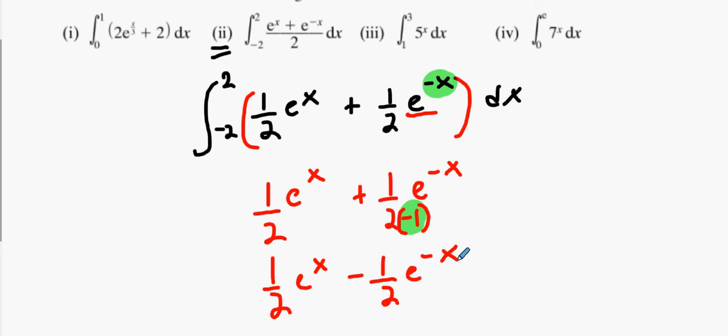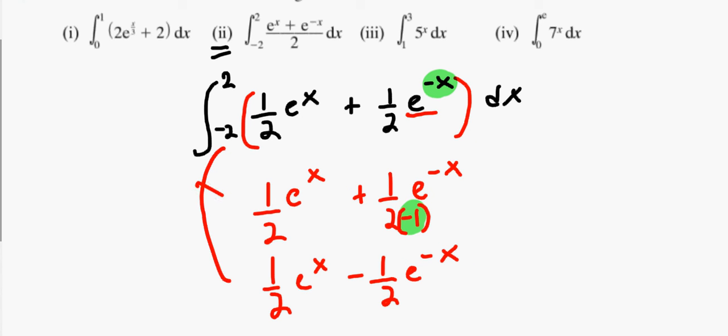How would you check your answer really quickly? What happens if you differentiate it? What should it turn back into? You should always check as you go along. What happens if you differentiate? What does it become? It'll turn back into that, won't it? Okay. What's the next part then?